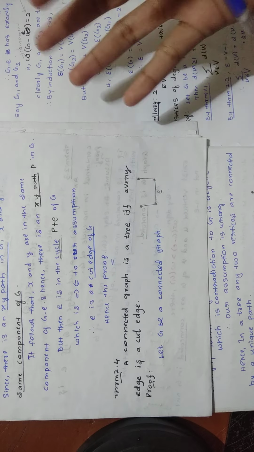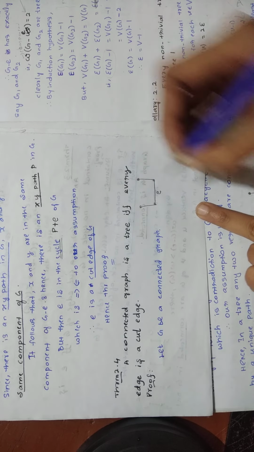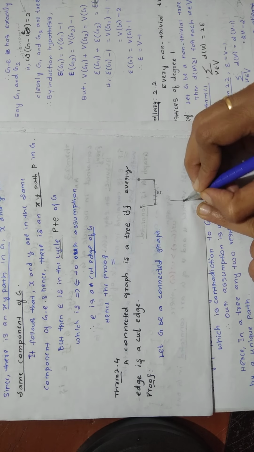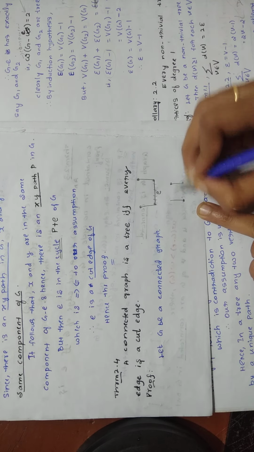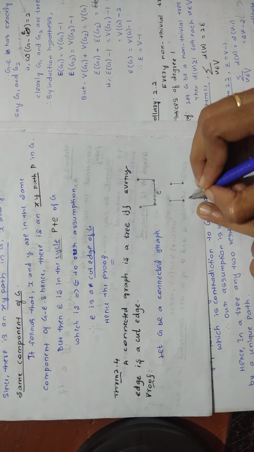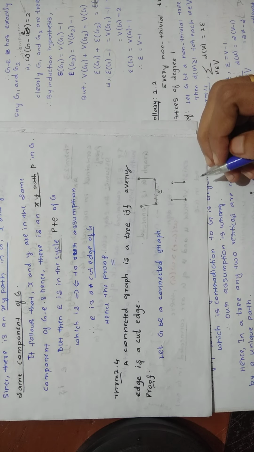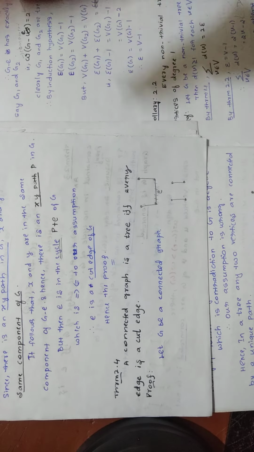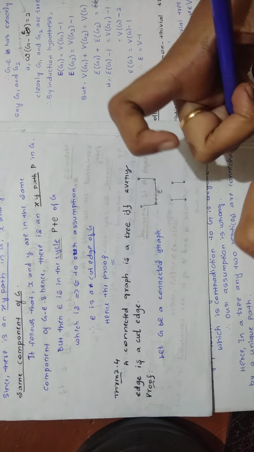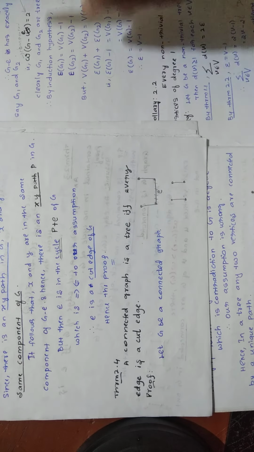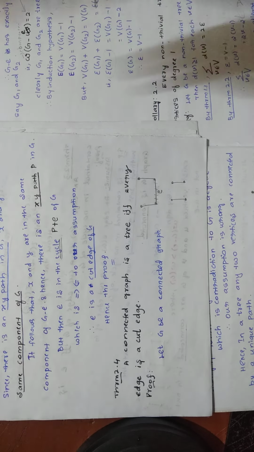it should become disconnected. Now this graph is connected. So if I remove this E from this graph, I will get a graph like this, right? So now, after eliminating this edge, I got a disconnected graph. So if I remove an edge from a graph and get a disconnected graph, then you can say that particular edge is a cut edge.